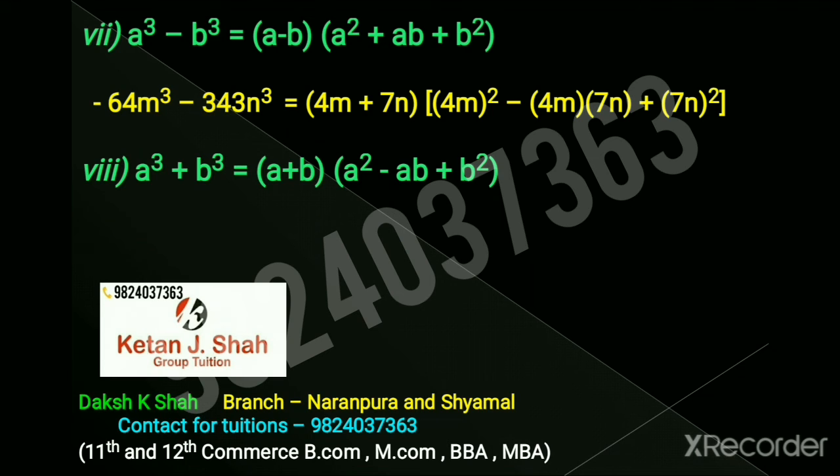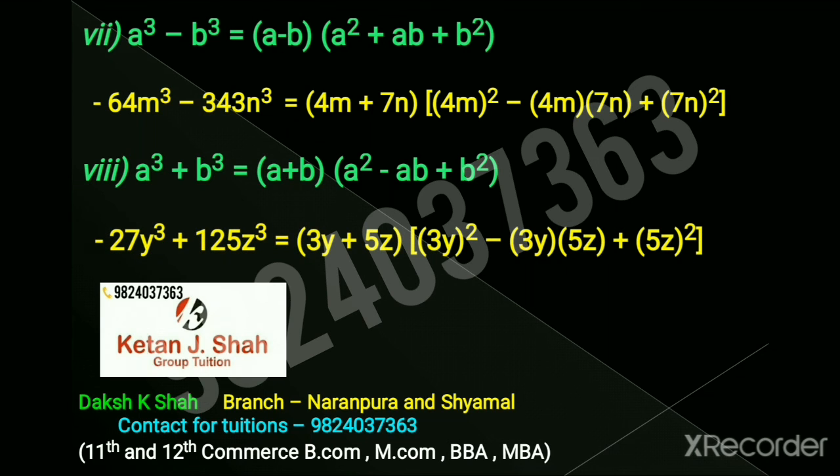You can do that. a³ + b³ equals (a + b)(a² − ab + b²). 27y³ + 125z³ equals (3y + 5z)(9y² − 15yz + 25z²). I just simplified it one step further here. You have to simplify it here.